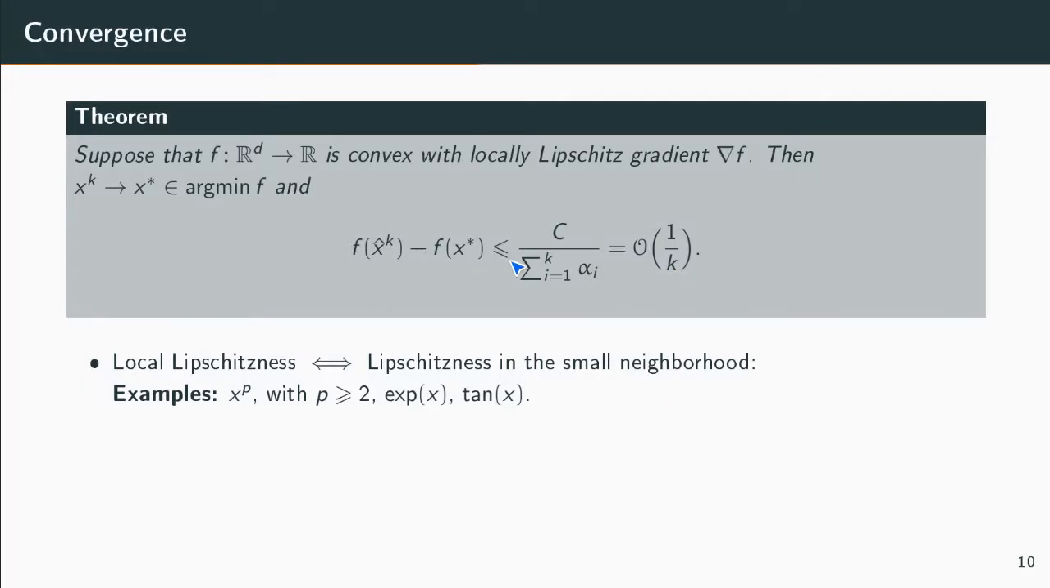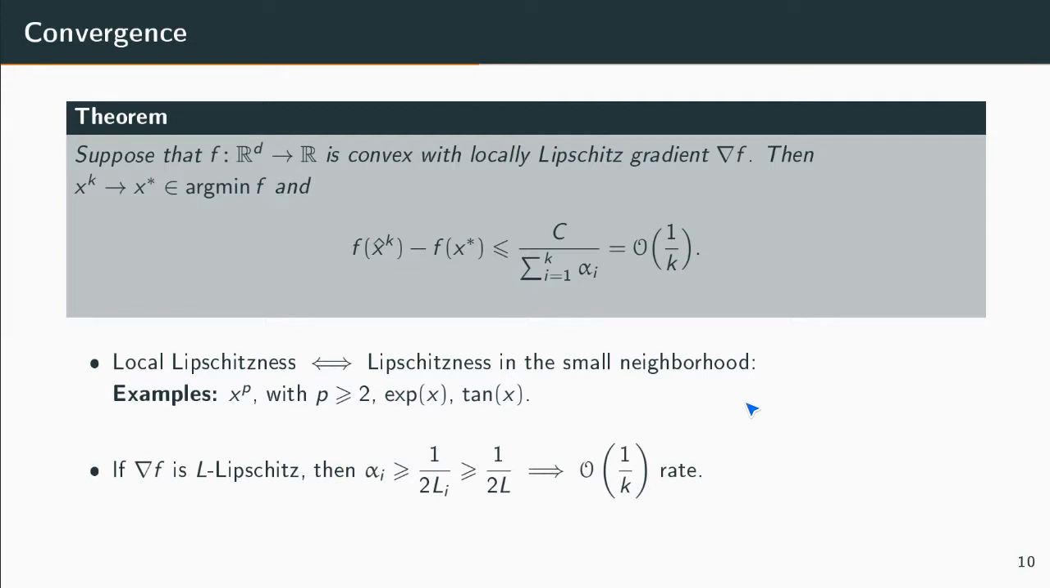But since we have some concrete step sizes alpha_i, and these step sizes were chosen in an adaptive way, from a practical point of view we may hope that these alpha_i are much larger than the global estimate that the global Lipschitz constant provided us. So in practice, it may be much better. Why do we have 1 over k?